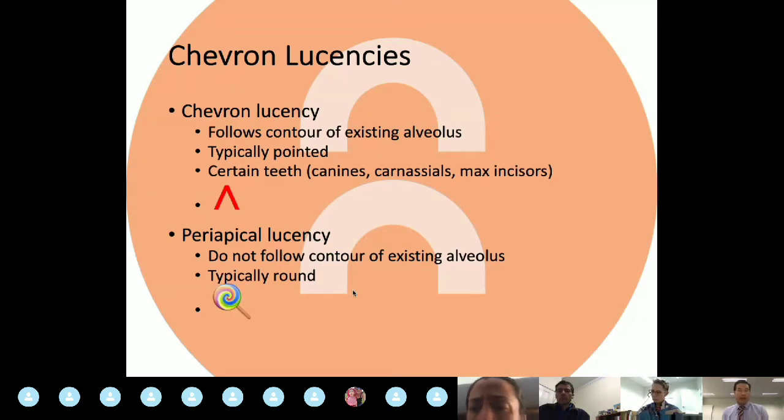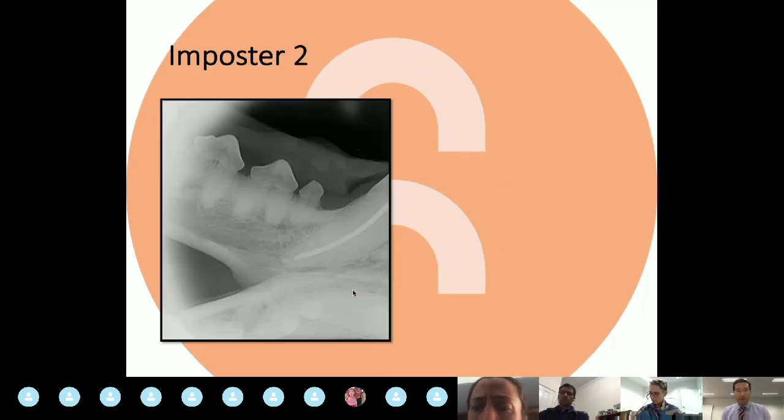The analogy that I like to use is they look like a lollipop on the end of a stick. So if you see a lollipop on the end of a stick associated with one of your root apices, that's a true periapical lucency. The second imposter here is typically located in the rostral mandible, apical to the first and second premolar.